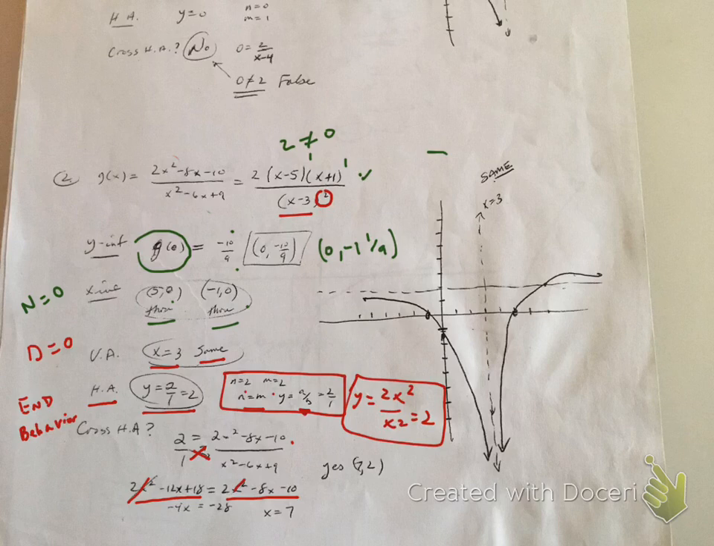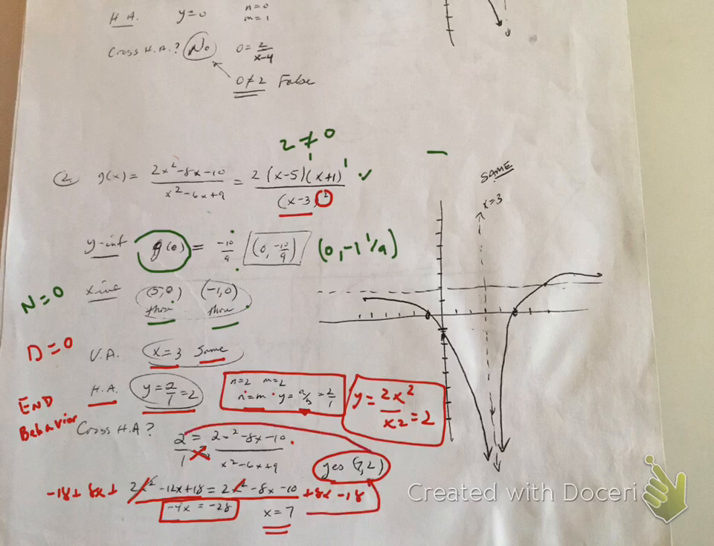I was running out of room, so basically what I did is I added 8x to both sides, and I also subtracted 18 from both sides. And that's what gave me negative 4x equals negative 28. And so I get an answer. And because I get an answer, that means this is going to cross, and the place it crosses is the point 7, 2, where 2 is the horizontal asymptote right there. So that's how I get that information.